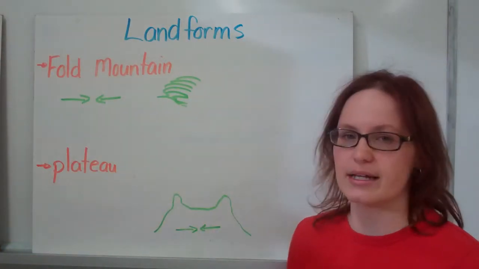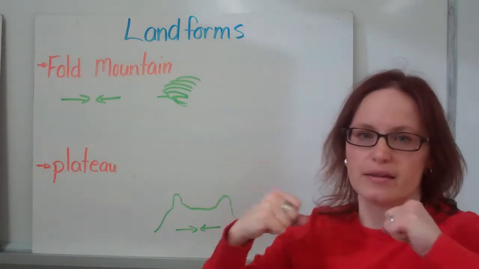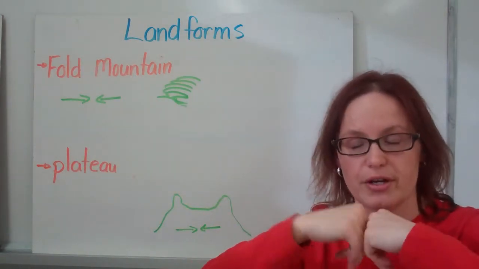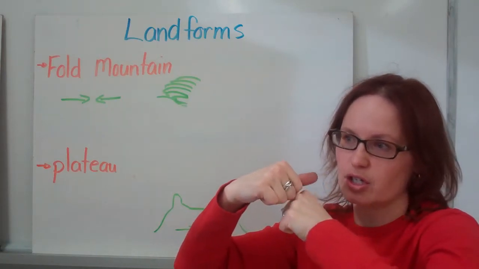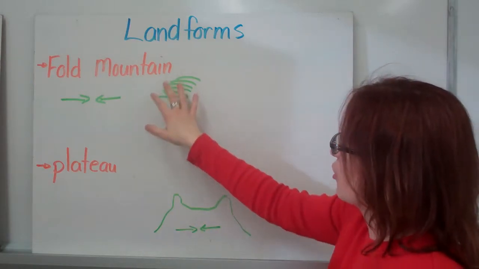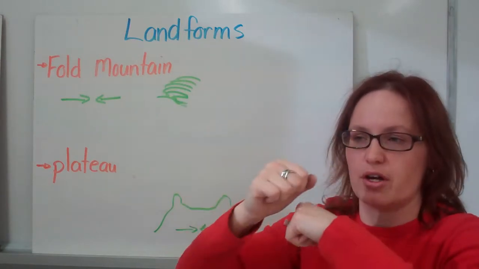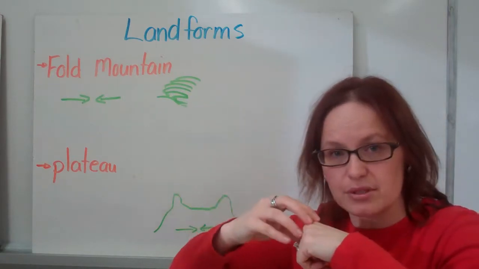Alright, so here we're going to get into some landforms. So, a fold mountain. A fold mountain is when the two plates are pushing against each other and one gives. So one slides under and one slides over, and the pressure continues, and the Earth starts to fold over each other. So as it folds, it gets higher and higher, creating mountains.